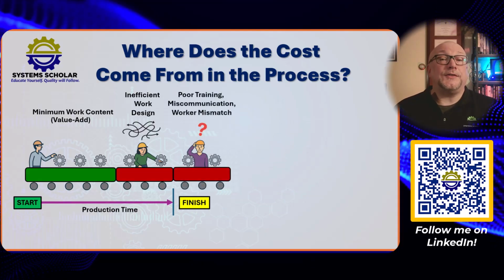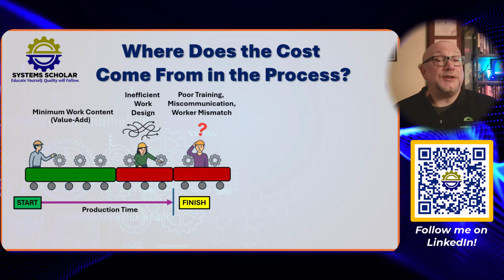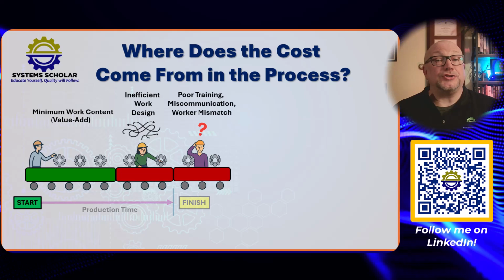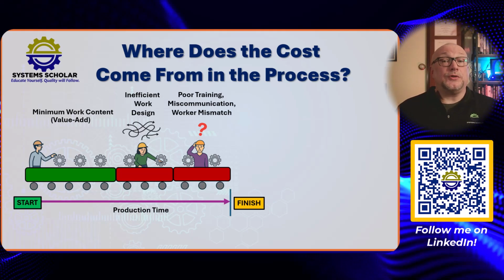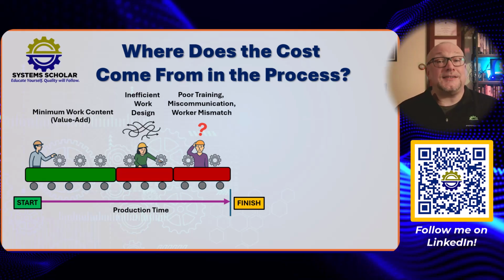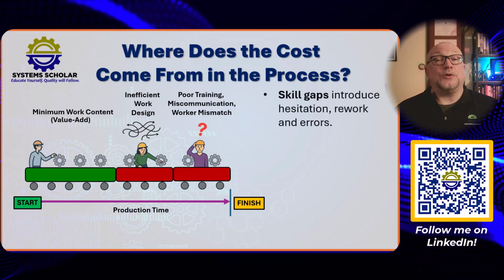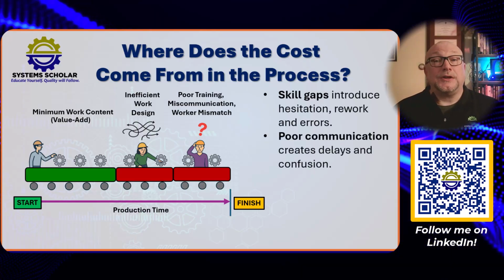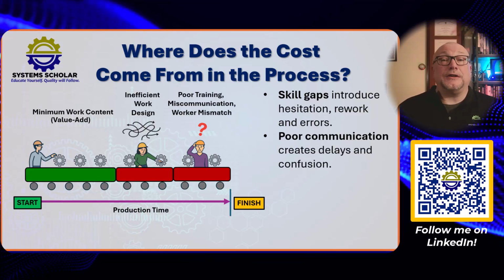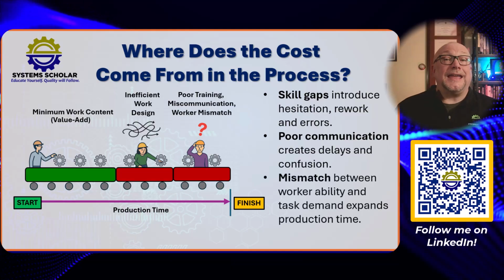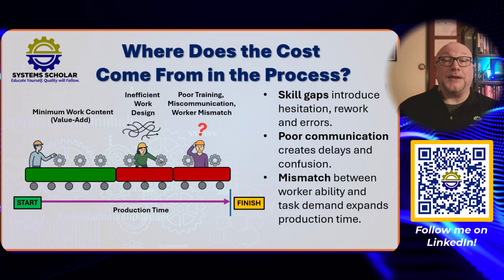The hidden problem that drives increases in cost and production time is poor training, miscommunication, and worker mismatch. When there are skill gaps, people work slower because they hesitate, they second guess, they make errors. And errors lead to rework and scrap. Poor communication creates delays and confusion. Work pauses while people have to then clarify what should have been clear in the first place. And when there's a mismatch between worker ability and task demand, production time expands.